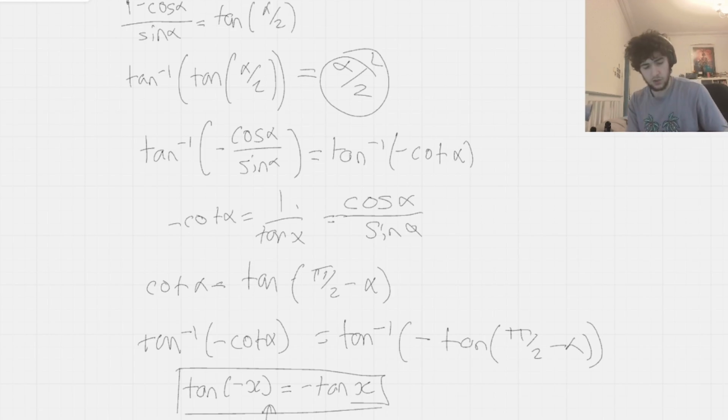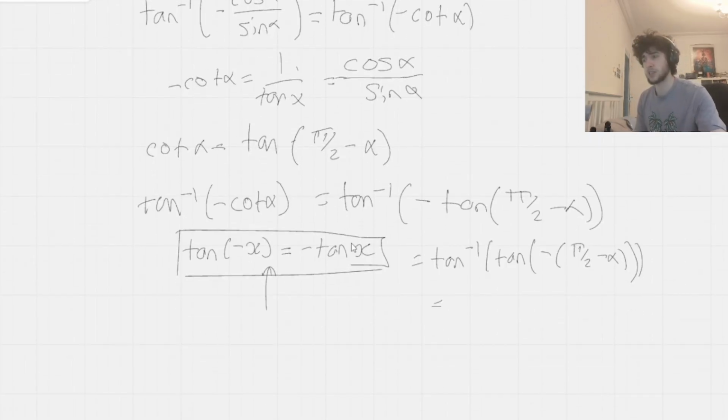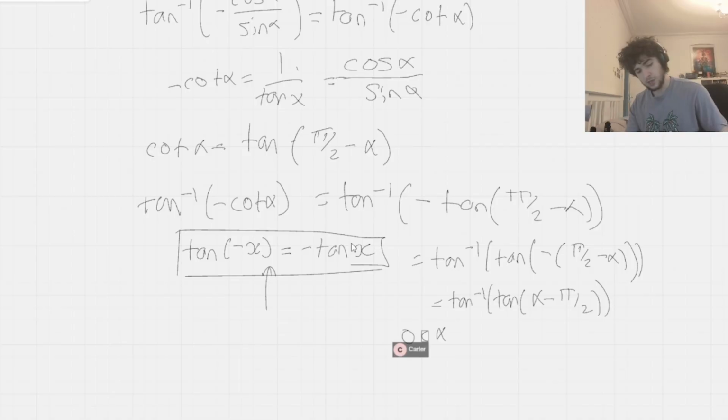And so this just gives you arctan of minus pi over 2 minus alpha, like this. We have a lot of brackets going on here, but obviously we can use the same trick as before. Arctan of minus pi over 2 minus alpha is just the same as arctan of alpha minus pi over 2. Now obviously alpha is between 0 and pi, so alpha minus pi over 2 is going to be between minus pi over 2 and pi over 2. And that's perfectly fine.